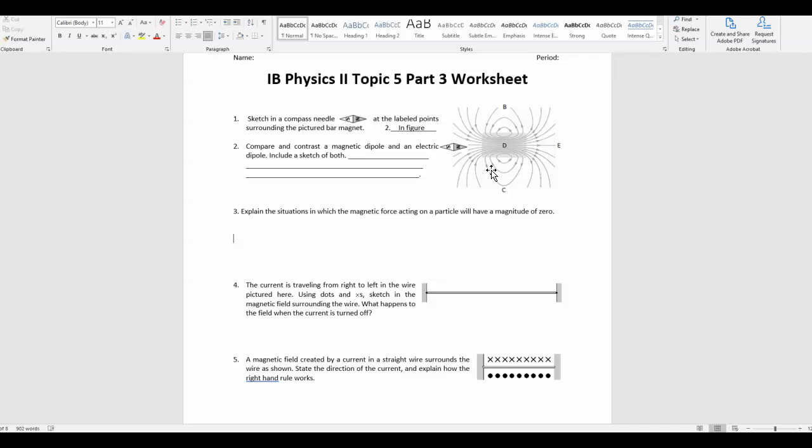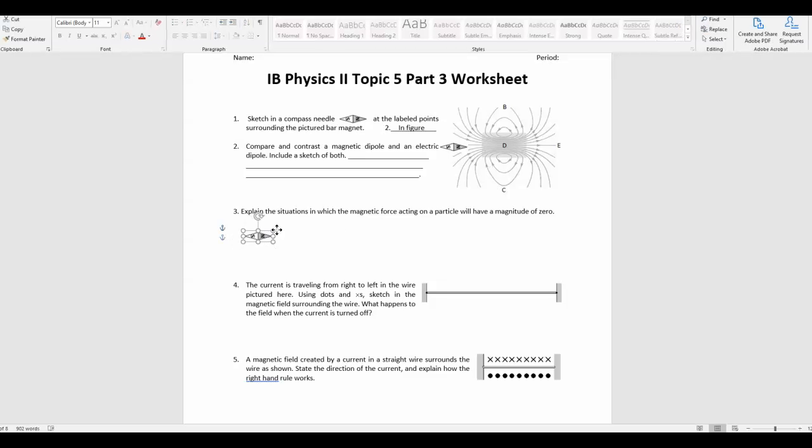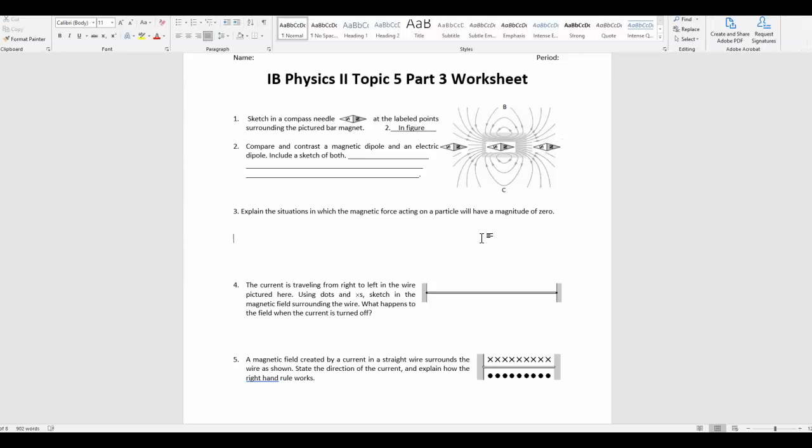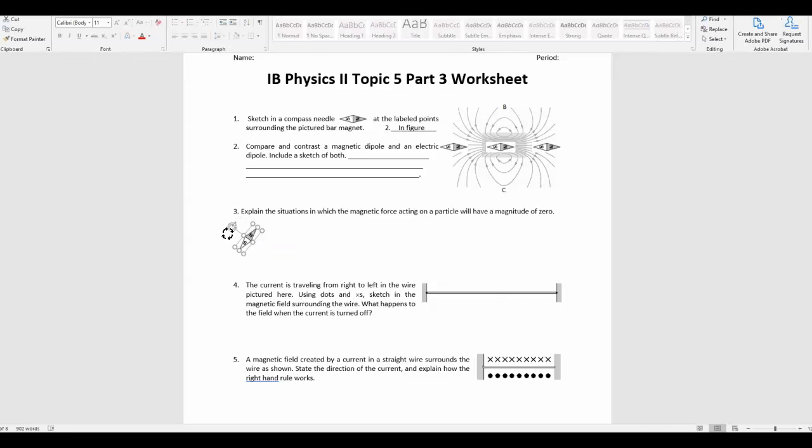Likewise, you can see the same thing would be happening at D, and the same thing would also be happening at E. So the direction of the magnetic field is the direction that a compass needle would align itself at that point. Now at point B and point C, the opposite is happening, so I'm just going to rotate that compass needle around, put it at point C, and again at point B.